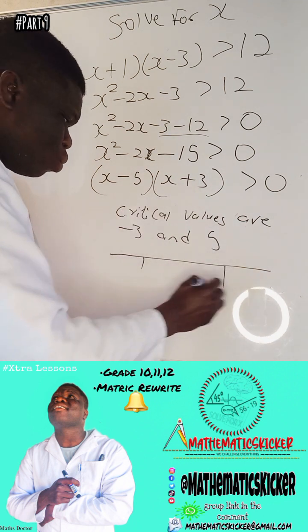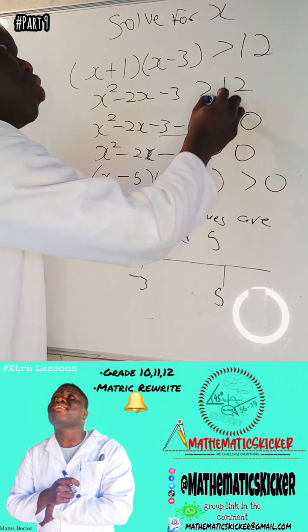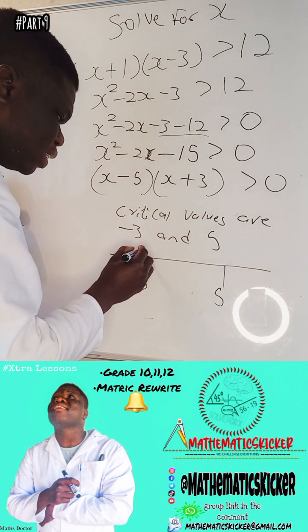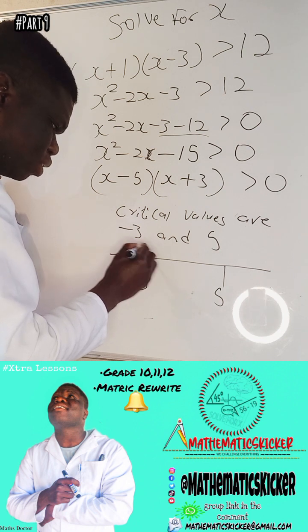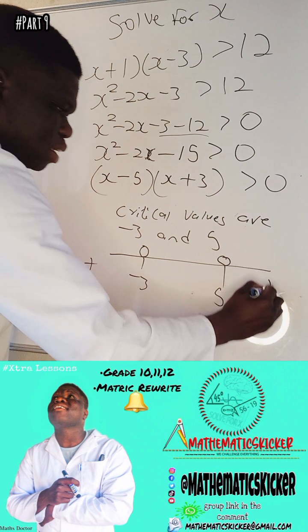Then we'll have minus 3 and 5. Then it's not included because it's only greater than, so it is not included. Then we'll write it like this. Not included. Then I set it to be plus, minus.